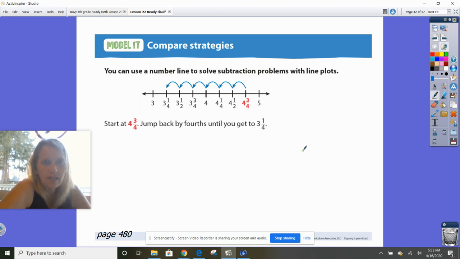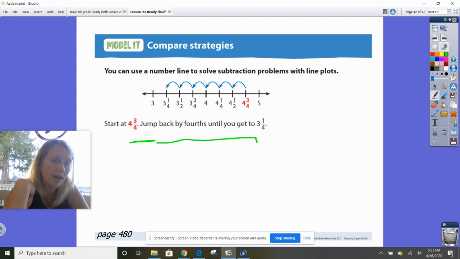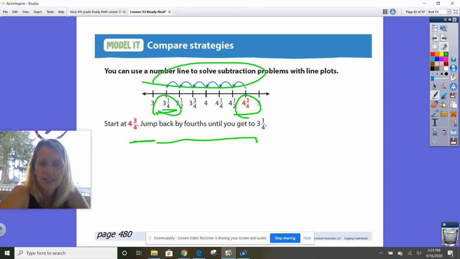Here's the number line. This one says you can use a number line to solve a subtraction problem with line plots. Kind of like what I was doing, but they jump back by fourths. Start at 4 3/4, jump back by fourths until you get to 3 1/4. Oh, and then see how much you have. So that's different. 4 3/4, you just keep going until you get to that one. So that's comparing this one to this one. So what's the difference? All of those fourths is the difference. And that makes a little more sense.